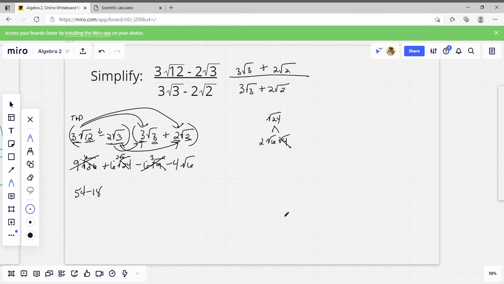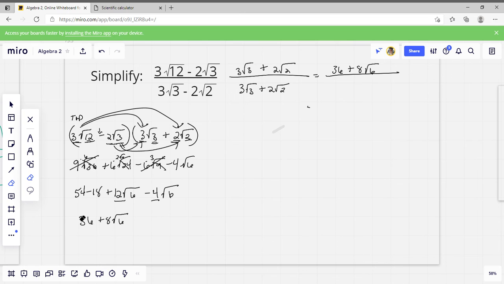Then this one would be 6 times 2 is 12 times the square root of 6 minus 4 times the square root of 6. All right, so now we have some like terms. 54 minus 18. 6 and 8 is 14. 4 minus 1 is 3, 36. Okay, and then 12 minus 4 be 8. Okay, so there's our new top. 36 plus 8 times the square root of 6.